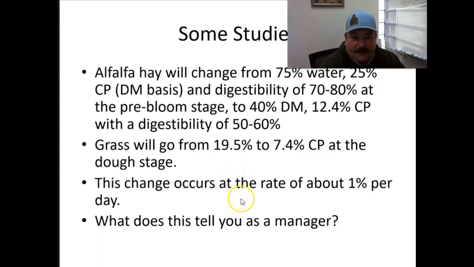That change, when a plant decides it's time to be mature and go ahead and start being reproductive, it does not mess around. This change happens at about 1% a day. So I ask you that question at the bottom, what is this telling you as a manager? Well, if you're putting up hay, you better get out there and get it mowed on time, or you start losing forage quality in a hurry. This is a big deal.